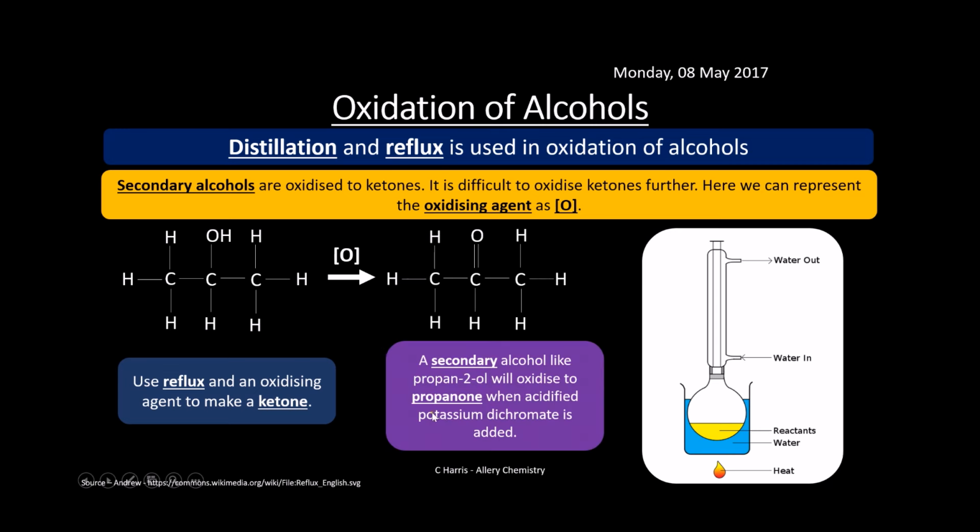There it is. So your secondary alcohol, like propan-2-ol, for example, will oxidize to propanone, which is your ketone, when the acidified dichromate is added. And you'll see this color change of orange to green. Okay, so the dichromate has been reduced, the alcohol has been oxidized. 1 load of oxidizing agent is required, and there's the reflux setup just as a reminder.